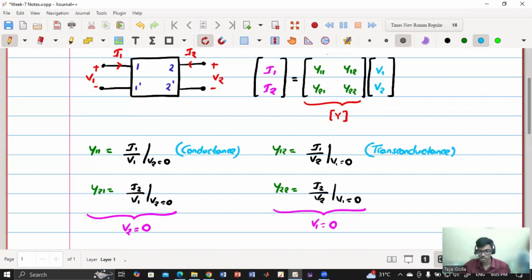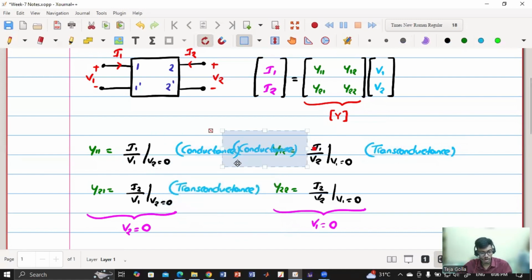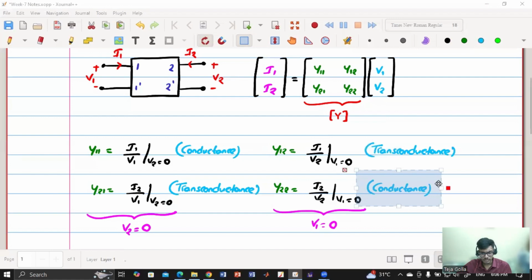So if this is transconductance, what happens to Y21? That will also be transconductance, because it has the voltage of one port and the current of another port. And this also becomes conductance because it consists of voltage and current from the same port. Is that clear? How they get those names?